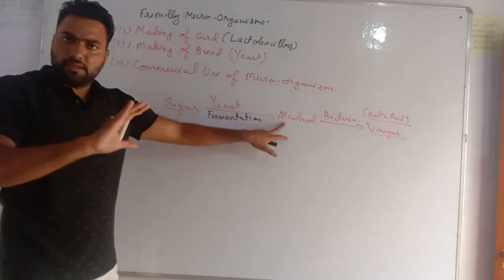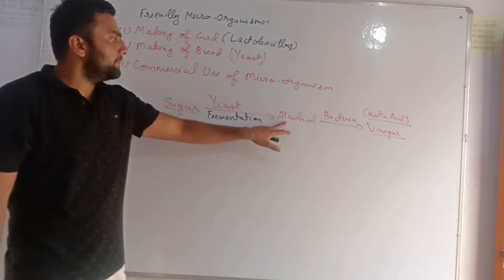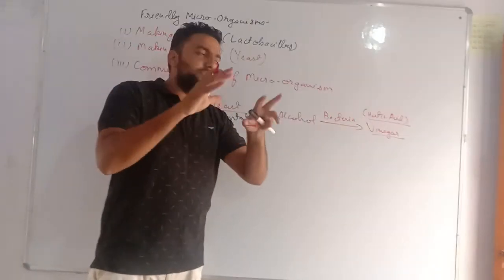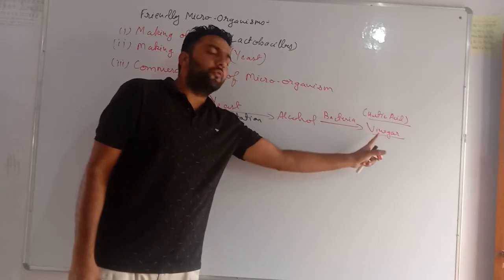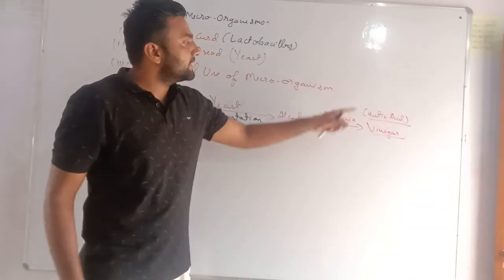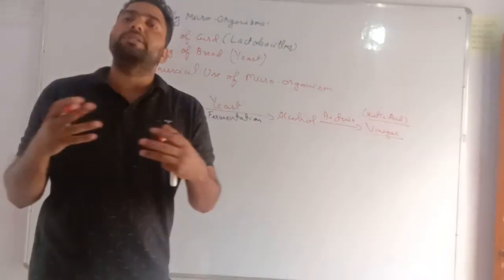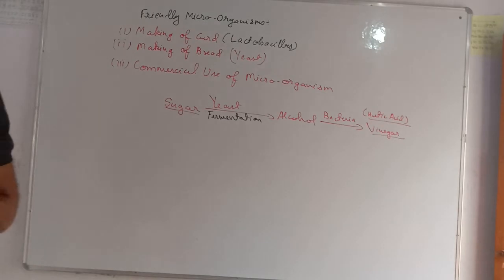Alcohol is highly consumed in industries and for personal use for drinking. When this alcohol is kept with some special bacteria, it is converted into vinegar. Vinegar, that is acetic acid, is used in pickles, and vinegar is used as a preservative in food. Very, very important. So this is the commercial use of microorganisms.